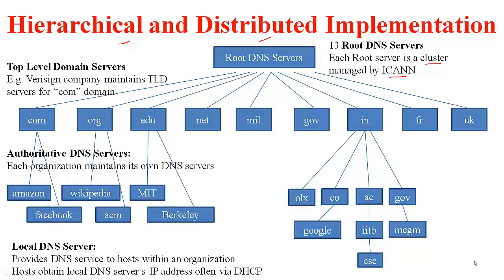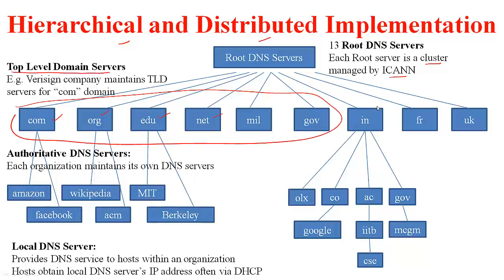In the next level are what are called top level domain servers. There are quite a few of them: com TLD servers, org TLD servers, edu TLD servers, net TLD servers, and so on. These are all based in the US, and these are country specific TLD servers. So IN stands for India, FR stands for France, UK stands for United Kingdom. These TLD servers are again run by different companies. For example, VeriSign manages the TLD server for the com domain.